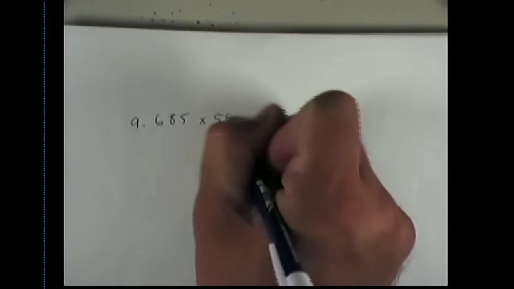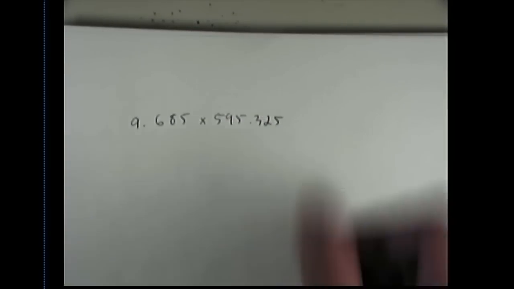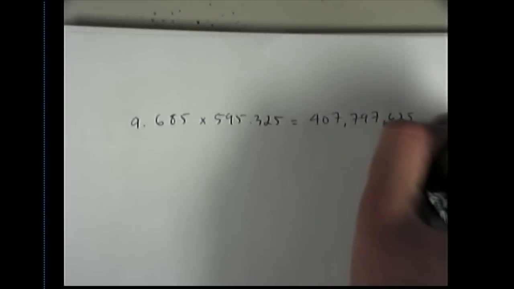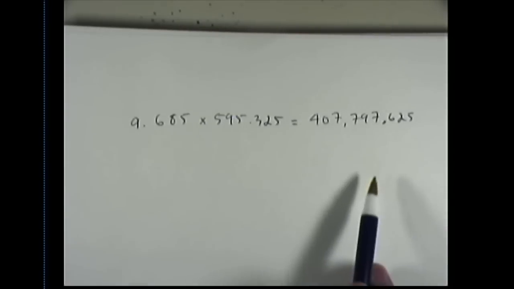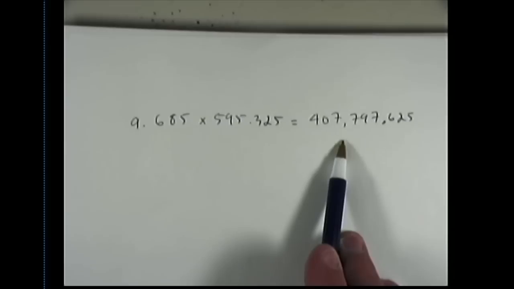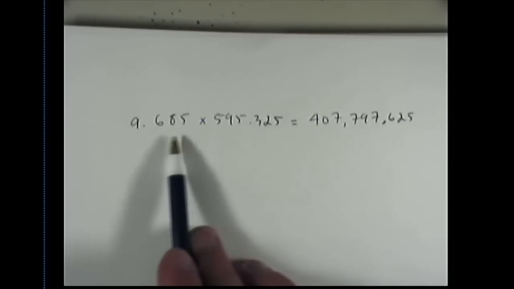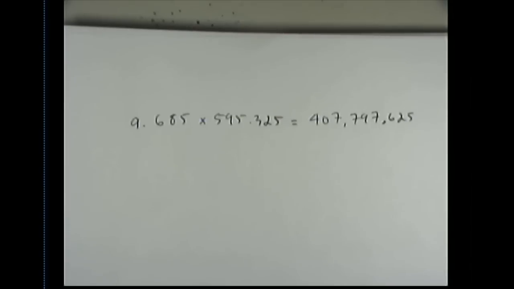For this next section of questions, one of them states that we have to multiply 685 by 595.325 and report our final answer with the proper number of significant figures. When I throw this into my calculator, I end up getting 407,797.625. Because this is a multiplication question, I have to report my answer so that it has the same number of significant figures as the value that had the least number of significant figures. You'll note that this value has 3 and this one has 6. Hence, my final answer should have just 3 significant figures.